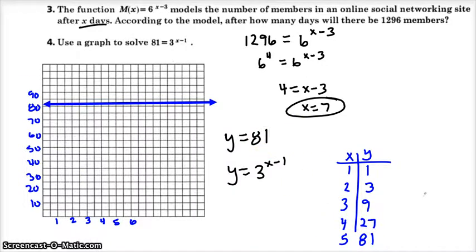So let me go ahead and graph, make sure they intersect just where I want them to. So if I go over 1, up 1, over 2, up 3, over 3, up 9, over 4, up 27. I'm really starting to increase quickly now. And over 5, up 81. We can see very nicely that the graph intersects right here at 5, 81. So the solution is x equals 5.